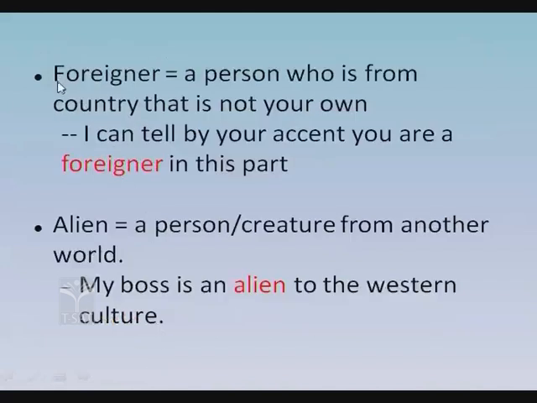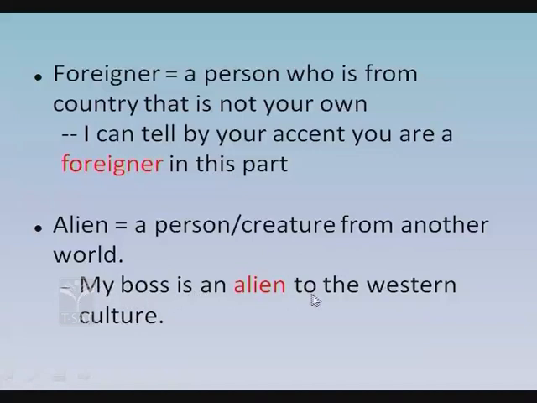Next word, foreigner, a person who is from a country that is not your own. I can tell by your accent you are a foreigner in this part. So, he is not belonging to us, we can easily identify from his physical features or his accent. The next word is alien, a person or creature from another world. That means he does not belong to our world itself.